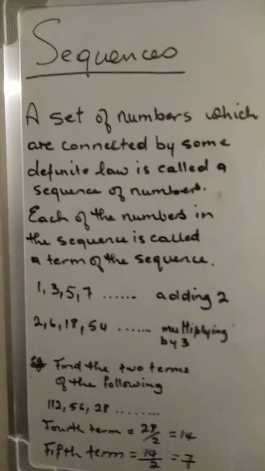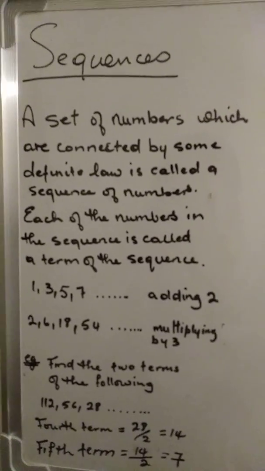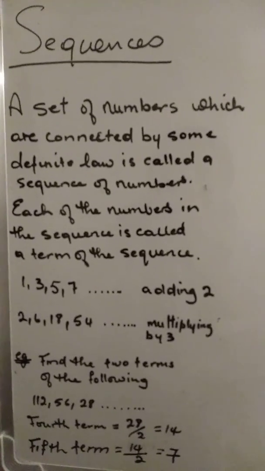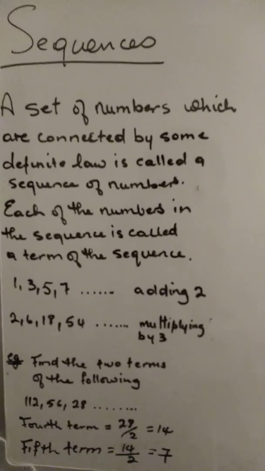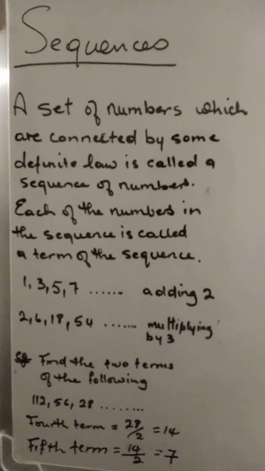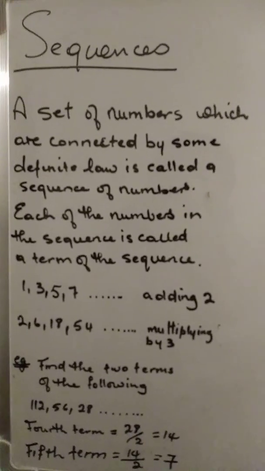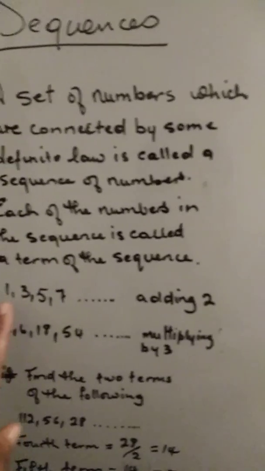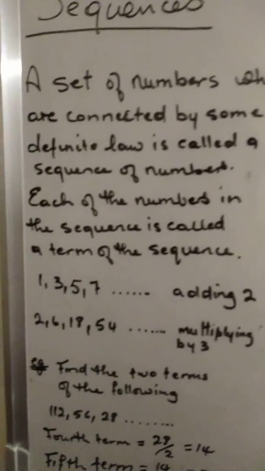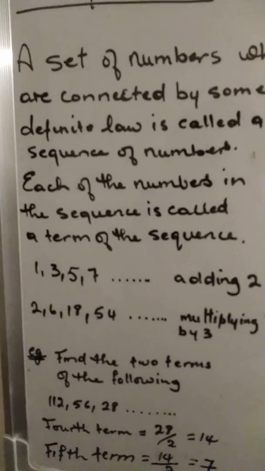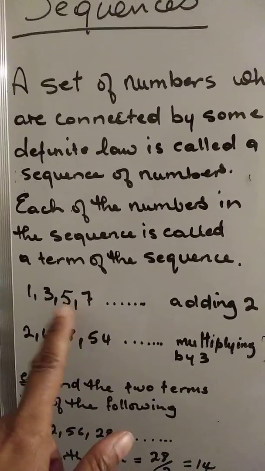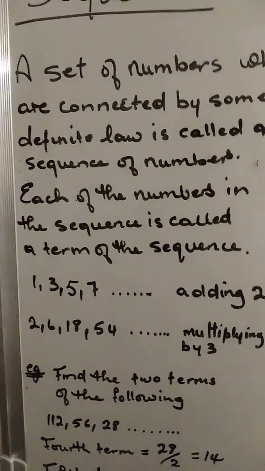So we're going to jump right into it and we're going to talk about sequences. A set of numbers which are connected by the same definite law is called a sequence of numbers. Each of the numbers in the sequence is called a term of the sequence. 1, 3, 5, and 7 are terms of the sequence.